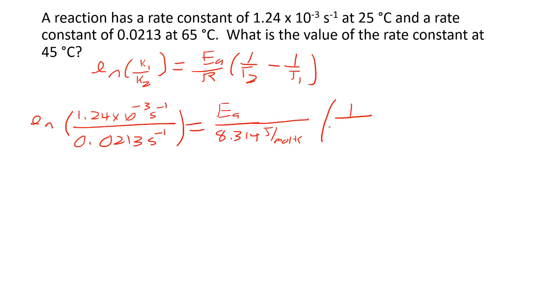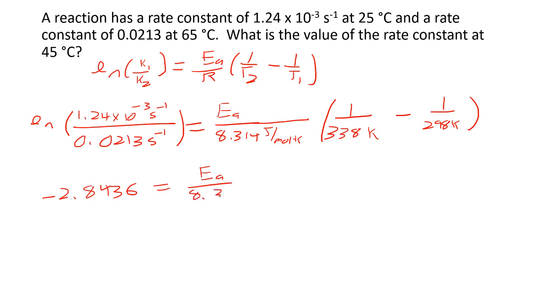Our T2 is 65 degrees Celsius, which will give us 338 Kelvin when we convert it. And then we have to convert our 25, and that's going to give us 298 Kelvin. We're then going to put these numbers in our calculator, and I'm going to get negative 2.8436 equals EA over 8.314 joules per mole Kelvin times, let's see, negative 3.9712 times 10 to the negative fourth inverse Kelvin.